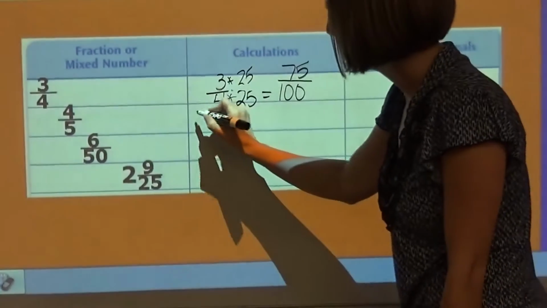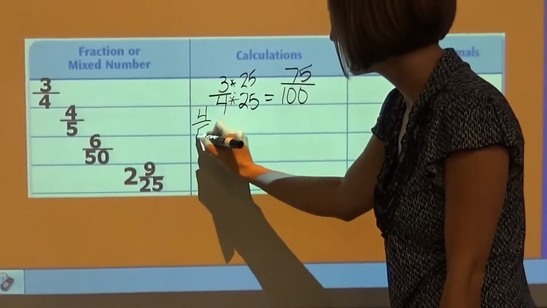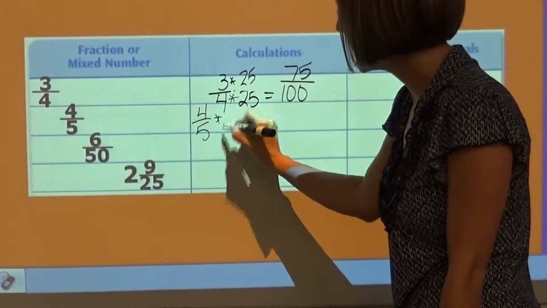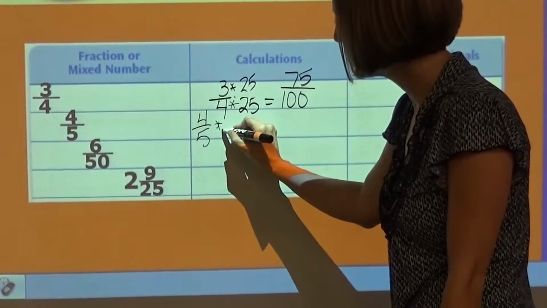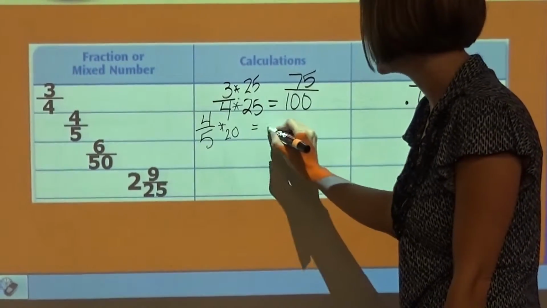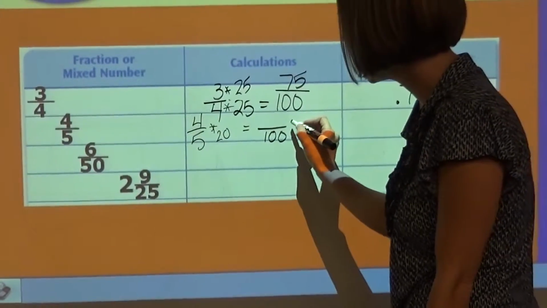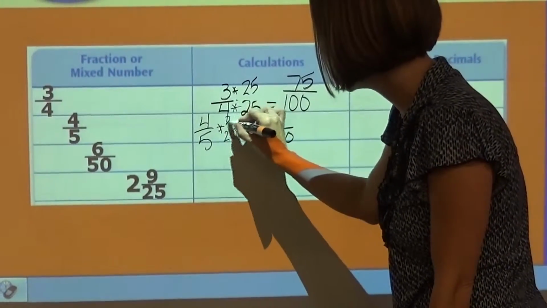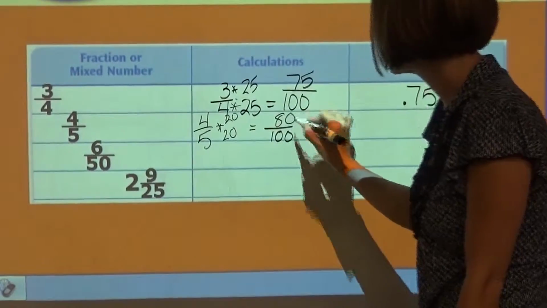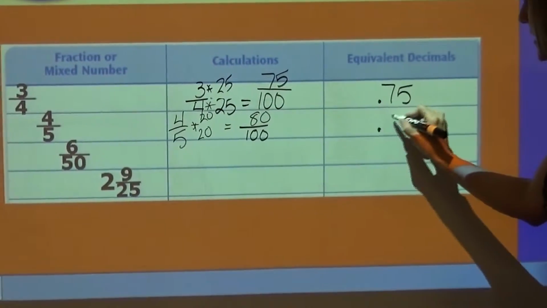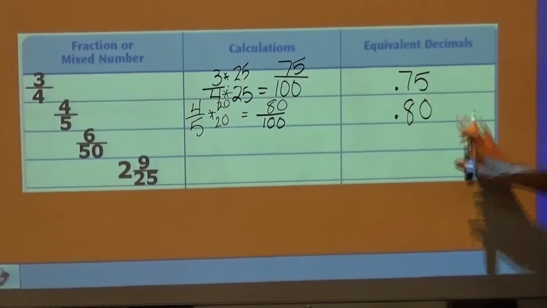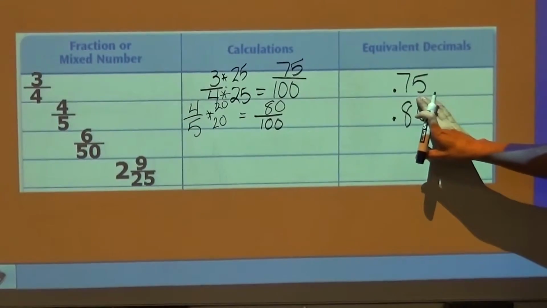If I take the fraction 4/5, 5 times 20 gives me 100. And 4 times 20 is 80. So again, I can write this as a decimal, 80 hundredths. Or I can even leave off the 0 and just have 8 tenths.